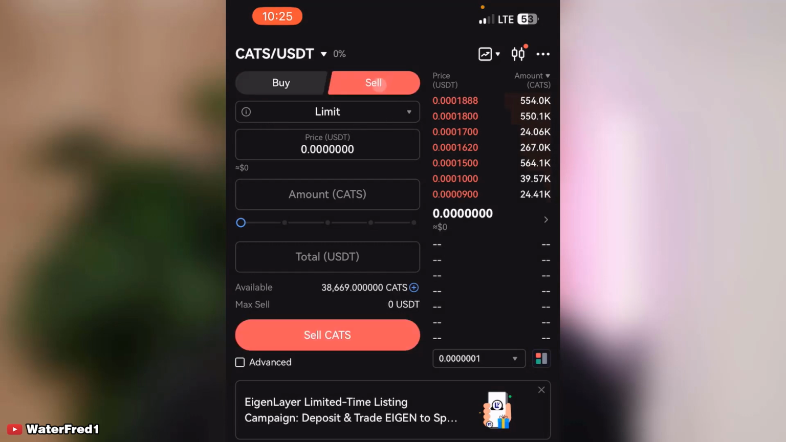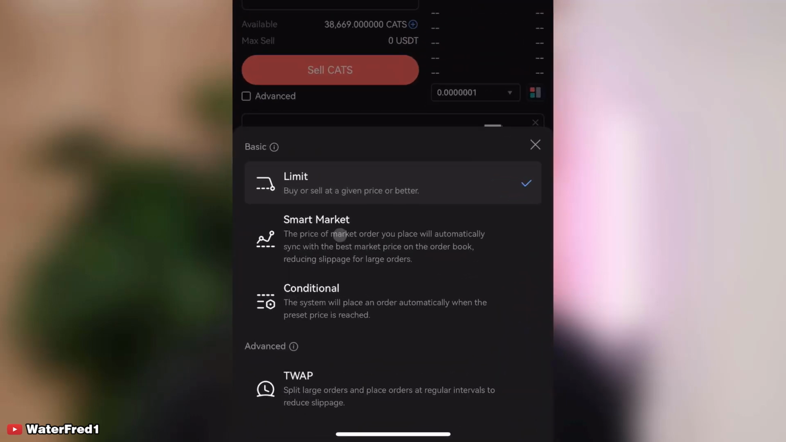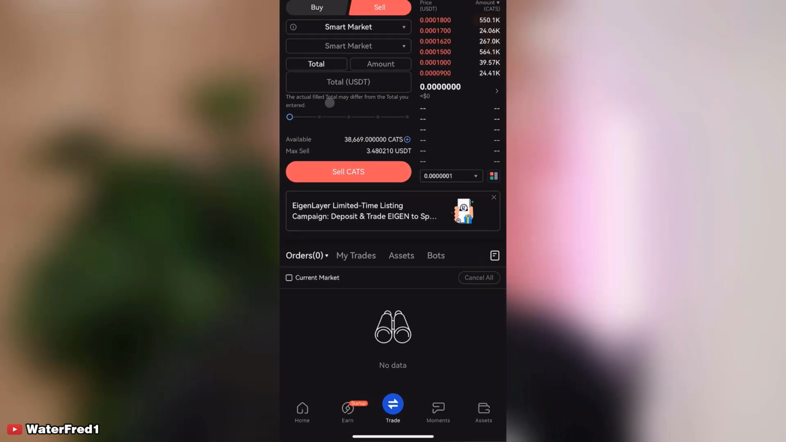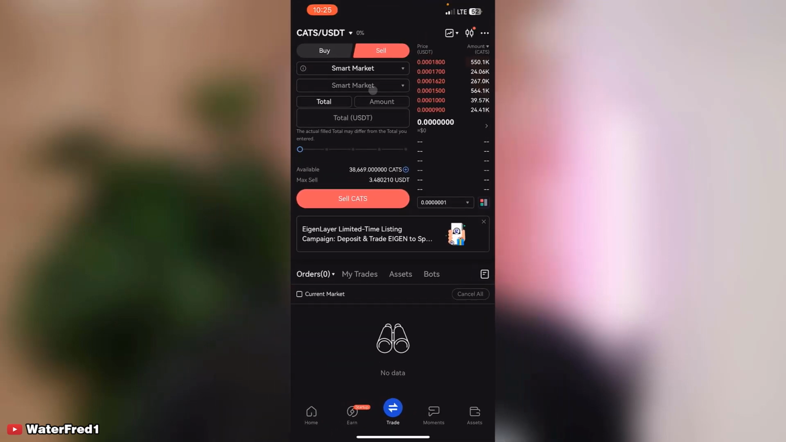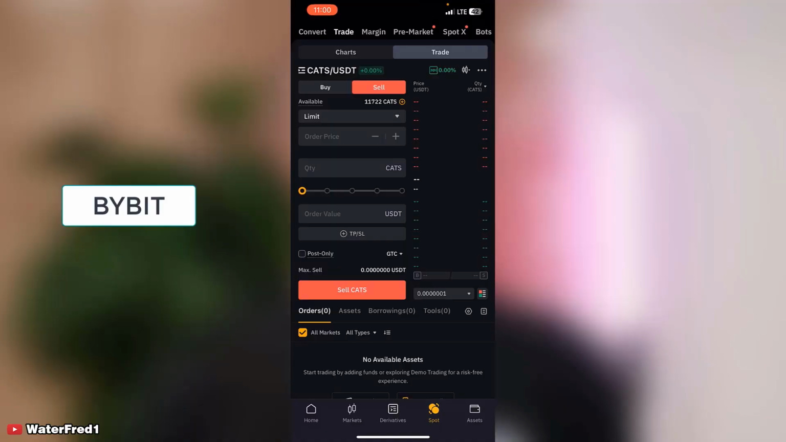Sell. Stay in sell. And note that this limit order doesn't execute immediately. So make sure you change it to what? Market, smart market. This one is instant. It's as if you go to the market and buy stuff instantly, while limit is like setting the price and allowing it to hit a particular place before you buy or sell. So make sure that yours is in smart market, that is if you're using gate.io.